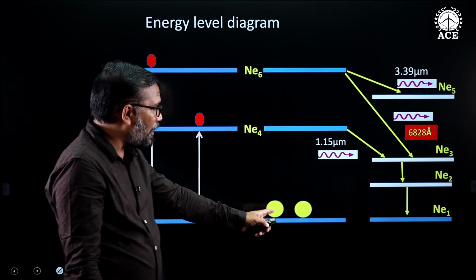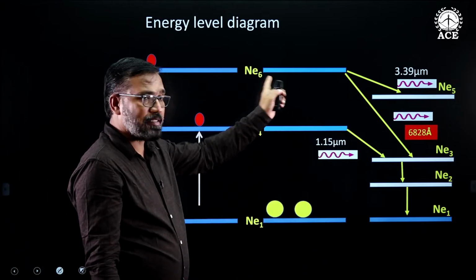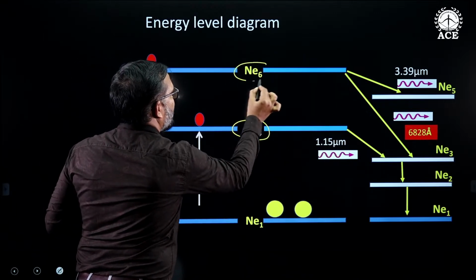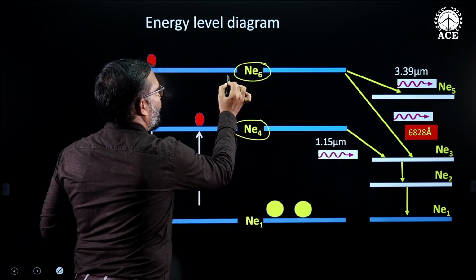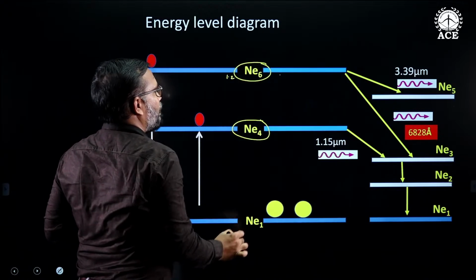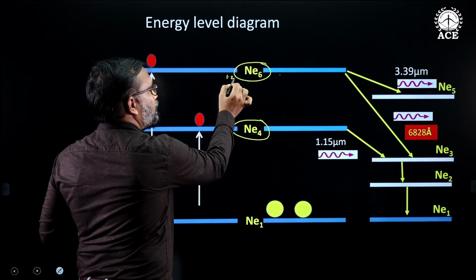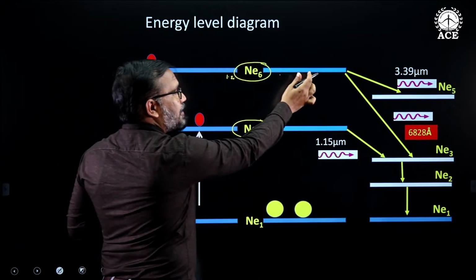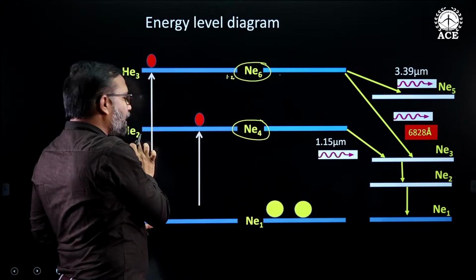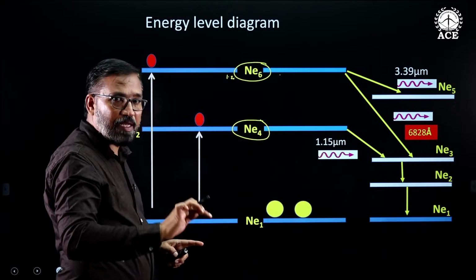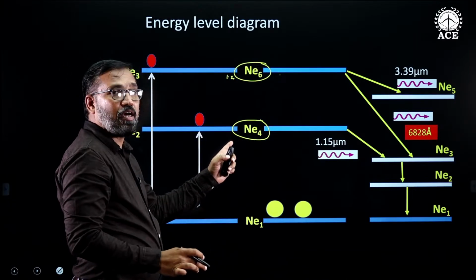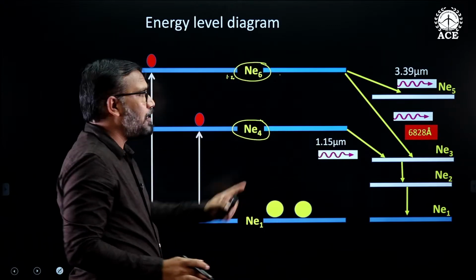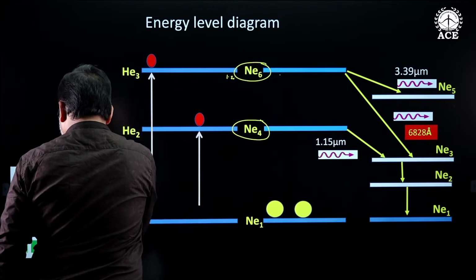But these helium atoms are not excited to neon 4 and neon 6, where these two are the same energy levels. Whatever the energy is, for example, 1.2 electron volts, it will be 1.2 electron volts here also. Means helium-3 and neon 6 are of the same energy states. Similarly, helium-2 and neon 4 are of the same energy states. So if this level has an energy of 0.8 electron volts, this will also have 0.8 electron volts.